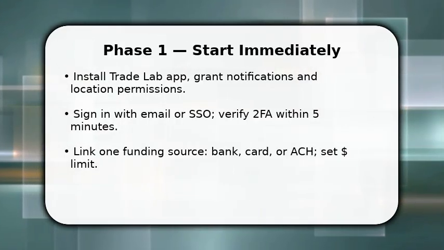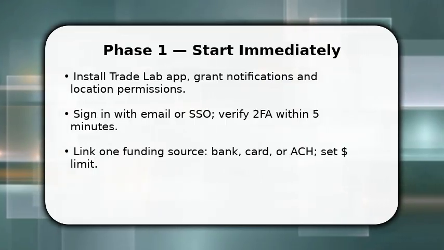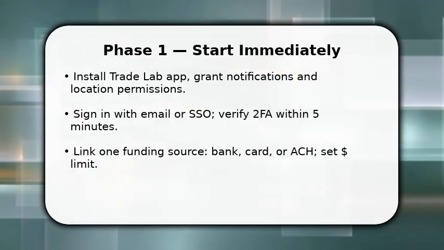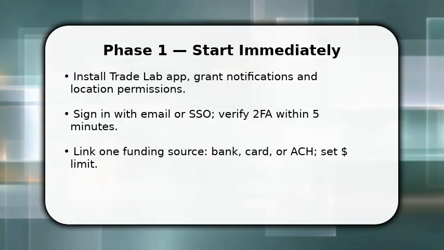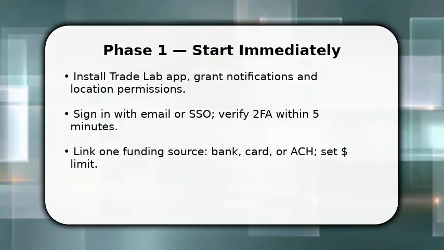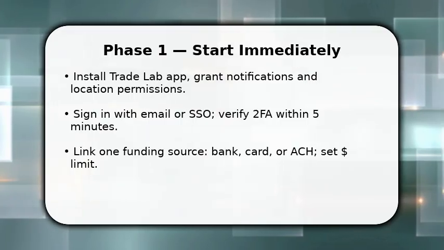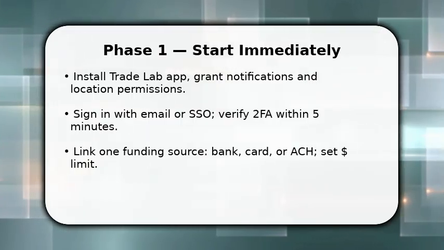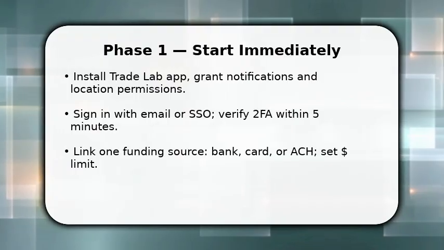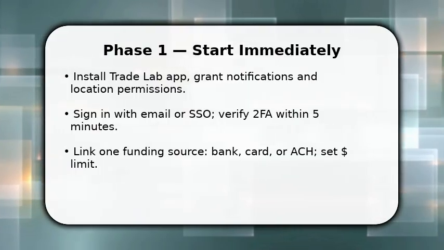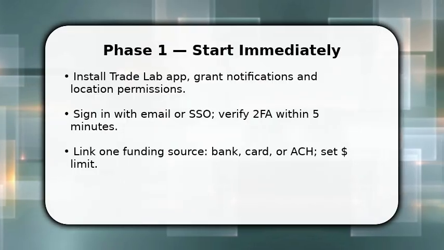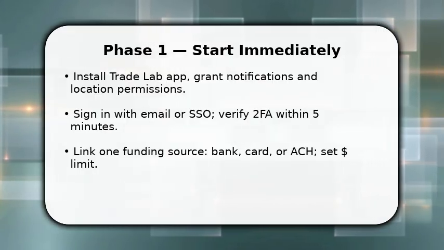Begin by granting permissions so background updates run, then sign in with your email or single sign-on and complete 2FA to secure access. Once done, link one funding source, bank, card, or ETH, and set your initial dollar limit. This lets the app fetch balances and enable live trades. Make sure to accept terms. You're ready to move to the core flow immediately.